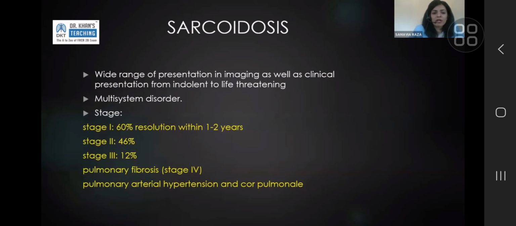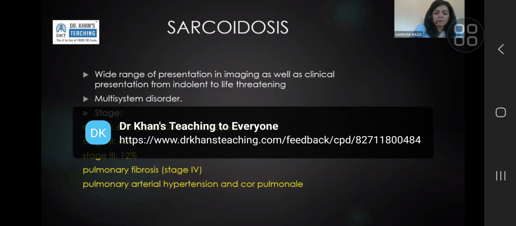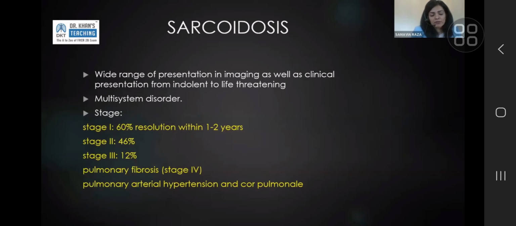So it becomes really important to be very clear on not only the stages, but also what imaging can look like and what you need to do. In terms of the stage of disease, I'm sure most of you know these stages already, but just to put that into context, the probability of complete resolution reduces a lot depending on which stage of sarcoidosis you are in.